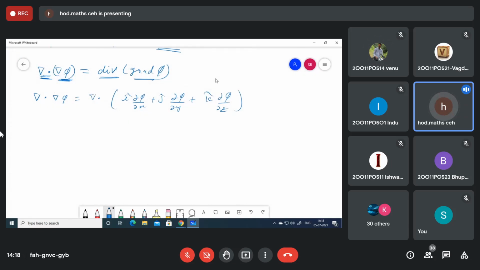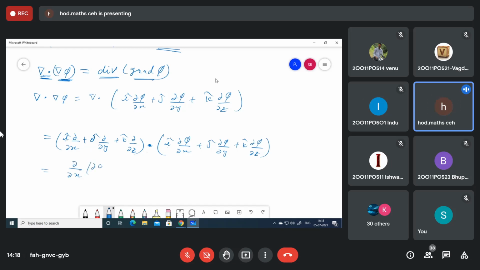Now I will apply this del dot also. What is del? i dou by dou x plus j dou by dou y plus k dou by dou z, a dot product with this gradient of phi: i dou phi by dou x plus j dou phi by dou y plus k dou phi by dou z. Now I am taking the dot product between two vectors. So for i dot i only I will get the result. Is it or not? Yes, ma'am. So i dot i gives dou by dou x of dou phi by dou x.